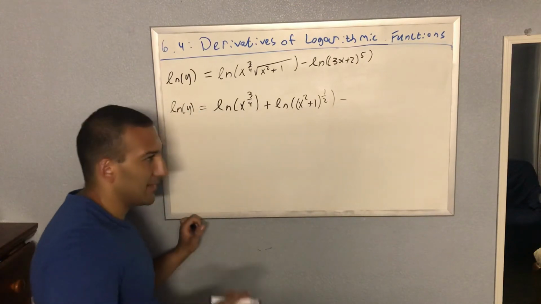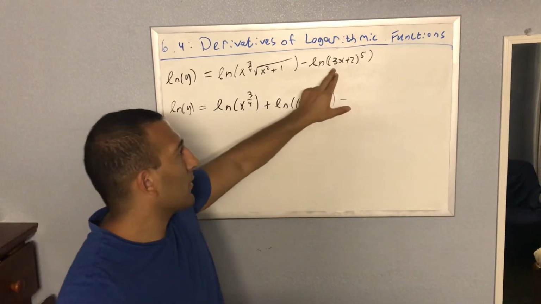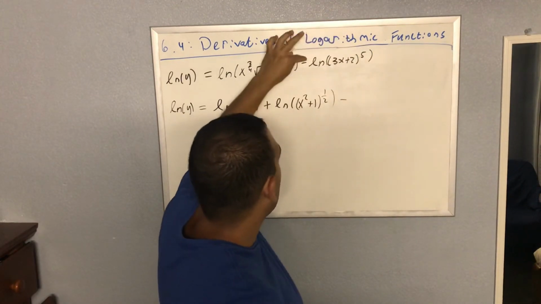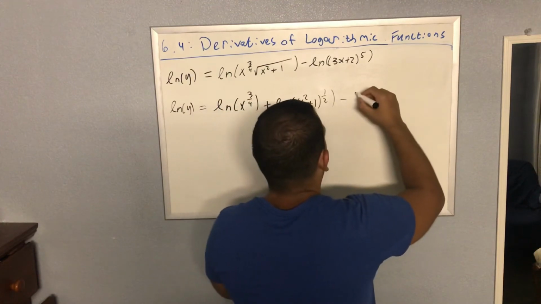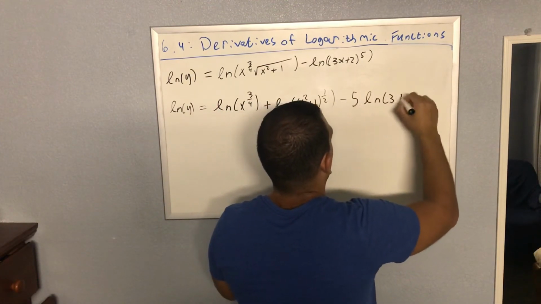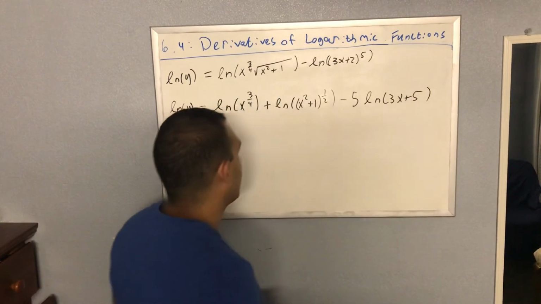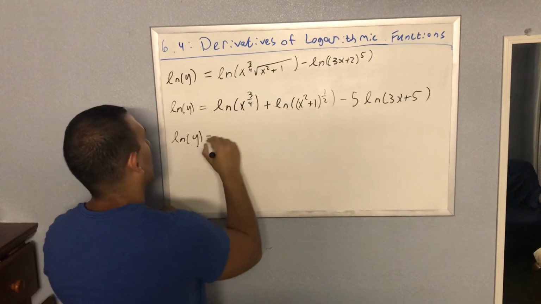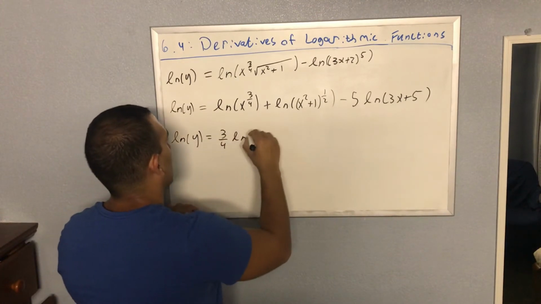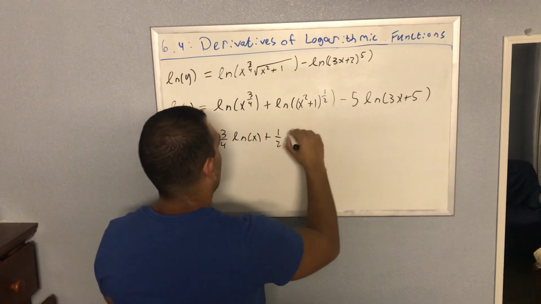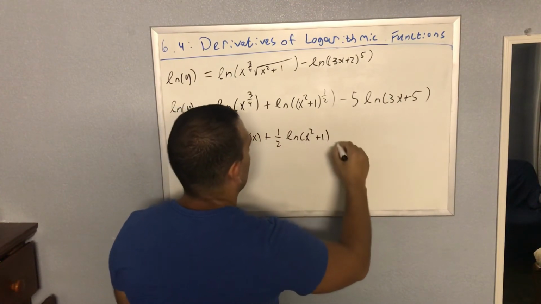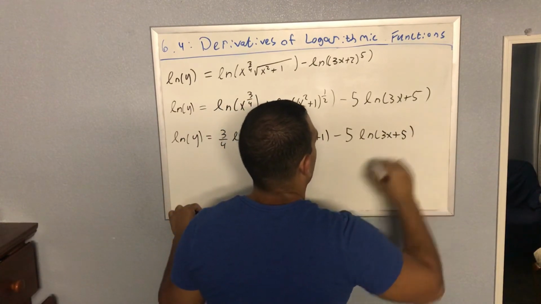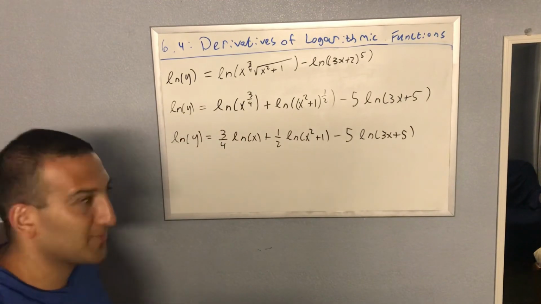And in a second is now, because remember the power rule says if you have the ln of something raised to a power, that power can float out in front. So this is like 5 times the ln of 3x plus 2. And because of that, these powers will do the same. So we have ln of y is 3/4 ln x plus 1/2 ln x squared plus 1 minus 5 ln of 3x plus 2. Pretty neat, huh? That's pretty cool.